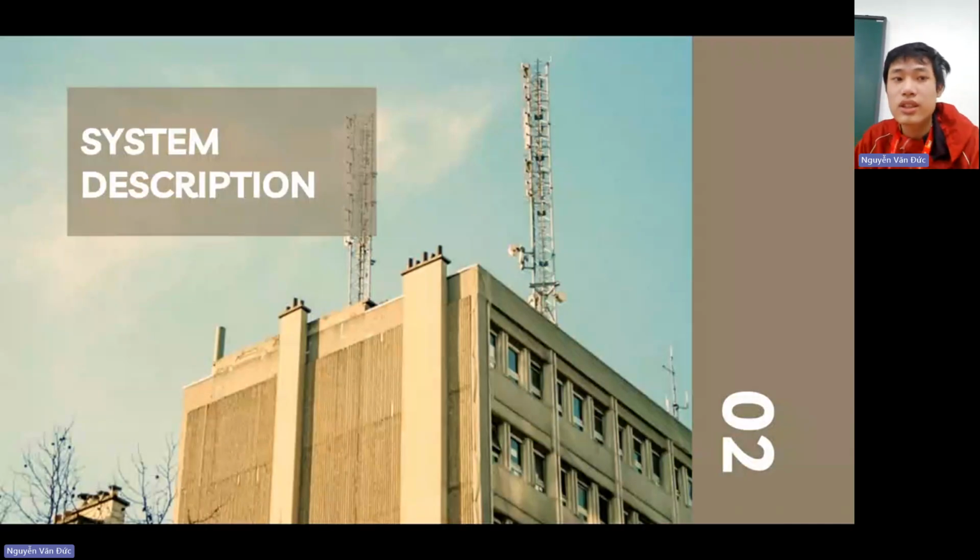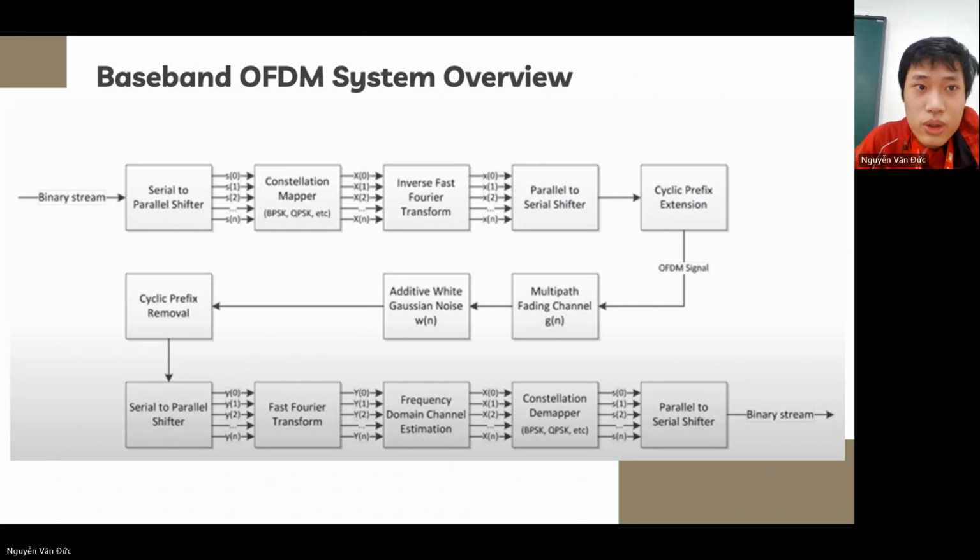Next, we'll be discussing the system description. By looking at this system, we will be dividing it into many parts. First, the binary data will be going to a serial-to-parallel converter to divide into parallel blocks. Next, we'll be going to the constellation mapping, which is to map the bit symbols using a modulation scheme.